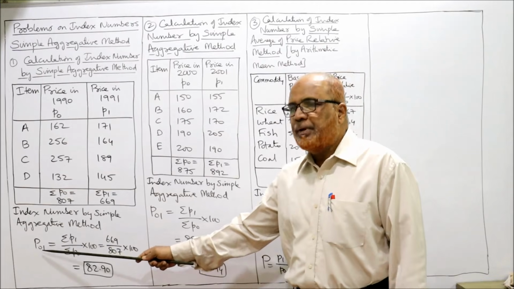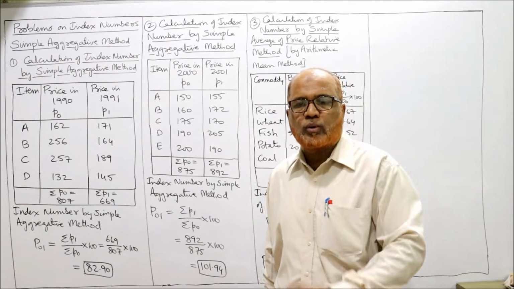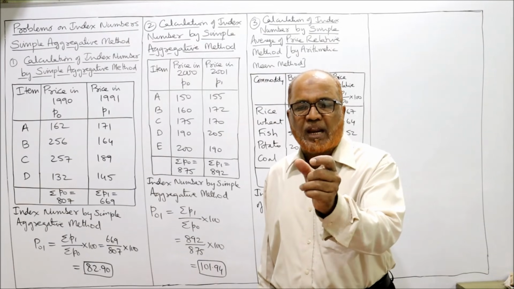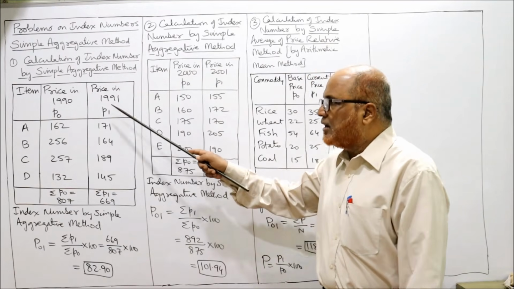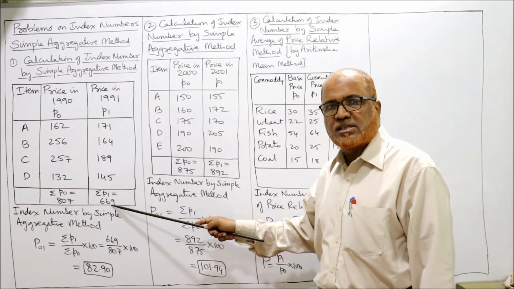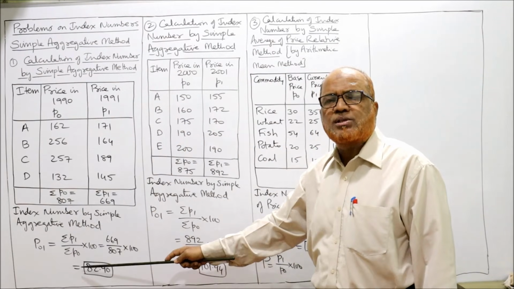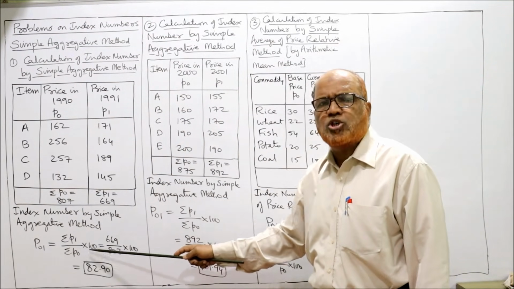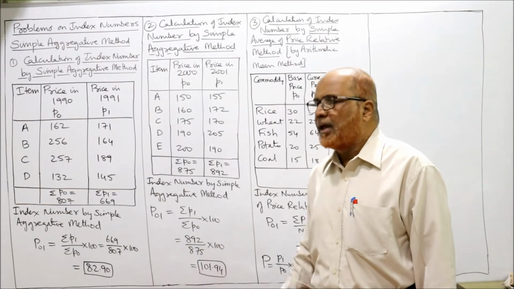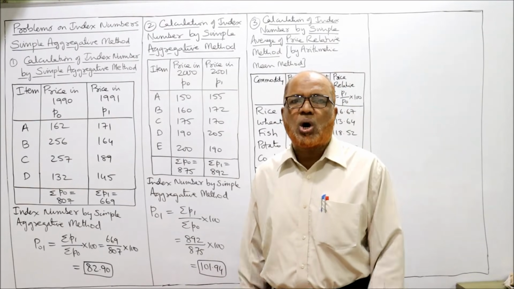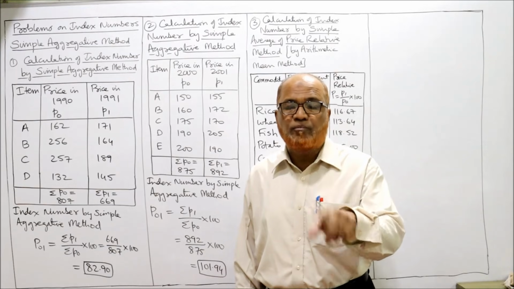So index number by simple aggregative method. The formula is P01 is equal to summation P1 divided by summation P0 into 100. That is, aggregate of current prices divided by aggregate of base year prices. So current year prices का aggregate 669 and base year price का aggregate 807. So simple formula, summation P1 by summation P0 into 100. 669 divided by 807 into 100 is 82.90. That's all. This is the price index according to simple aggregative method.